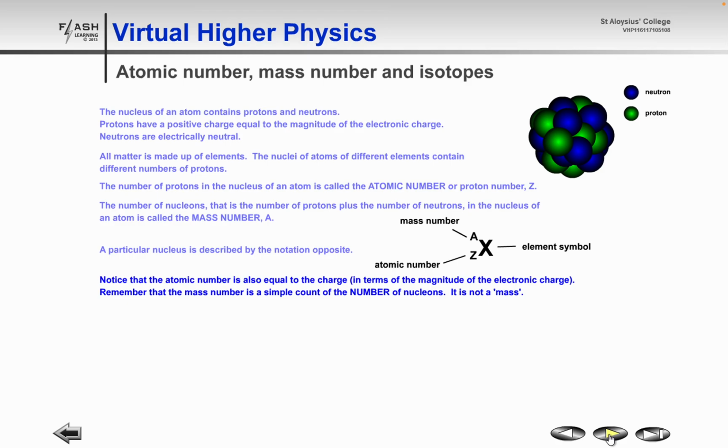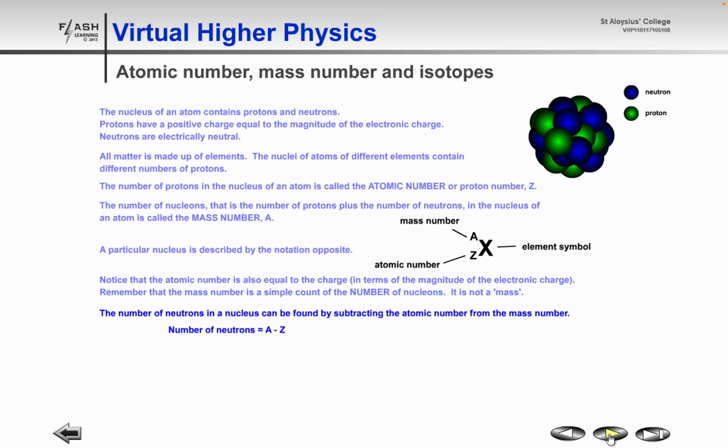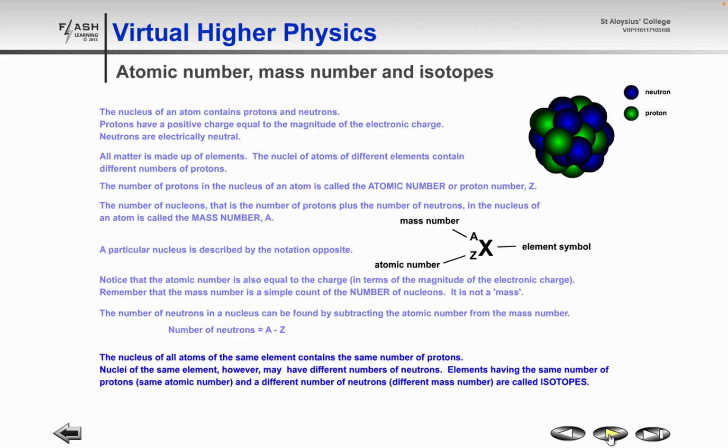So for example, carbon would be written with a capital C as the element symbol. Atomic number, it's the most common carbon. So atomic number is 6 for carbon, and the mass number for the most common carbon is 12. So it's not actually a mass, the mass number it's saying there. If you want to work out the number of neutrons, then you would subtract the atomic number from the mass number.